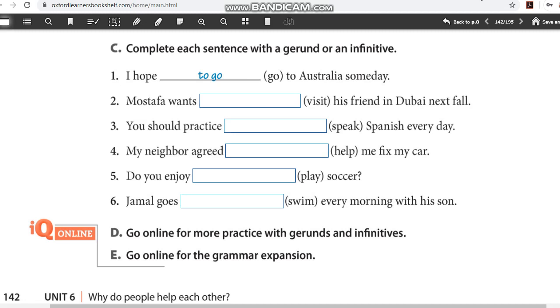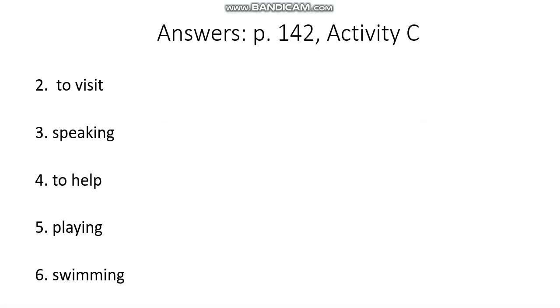Okay, now the last activity of the day. Activity C, on page 142, you're going to complete each sentence with a gerund or infinitive. Remember to pay attention to the verb that's in front of the gap fill. Pause the video and then press play when you're ready to see the answers. Okay, here are the answers to activity C on page 142.